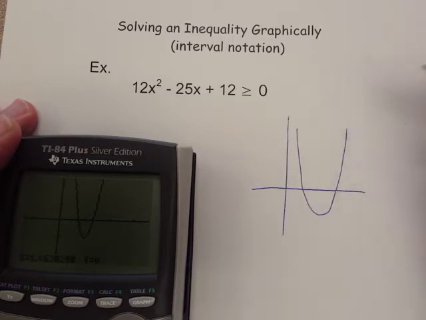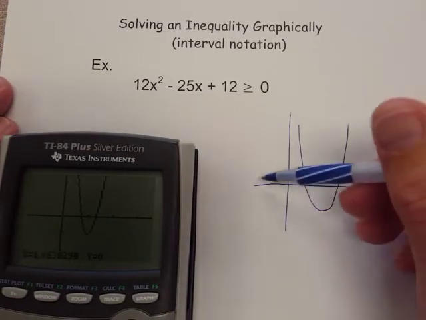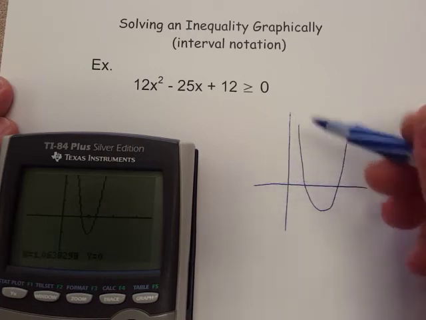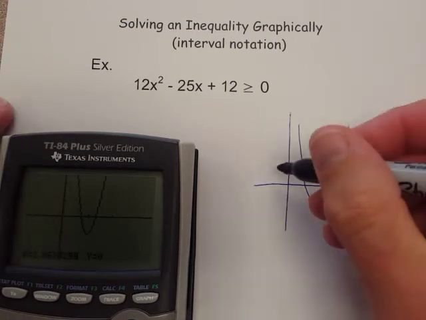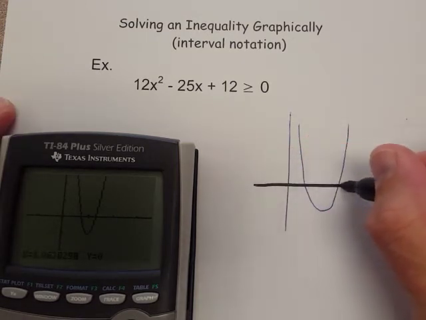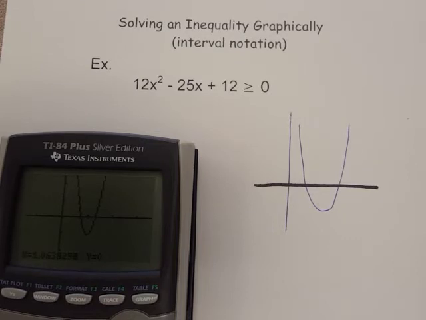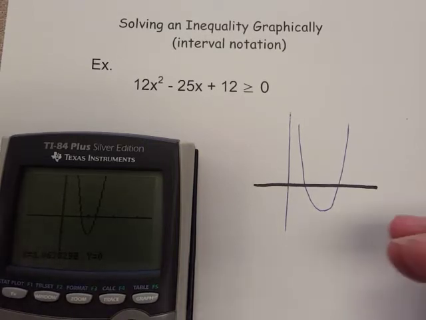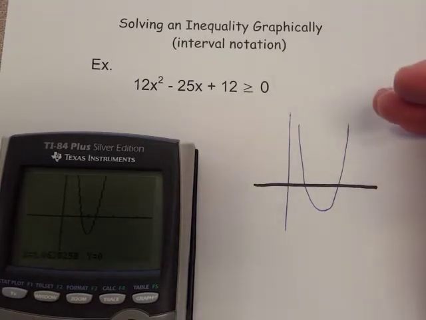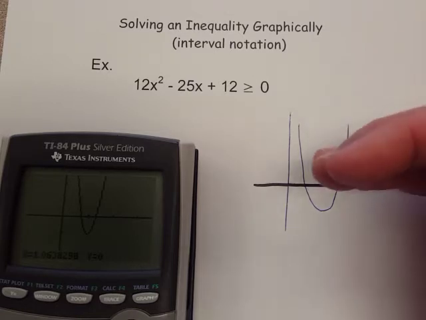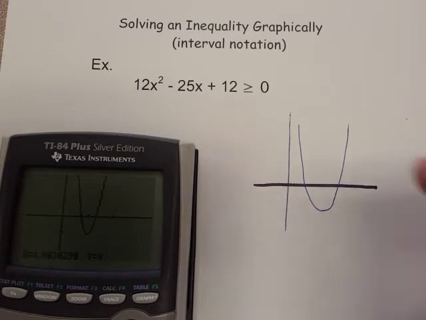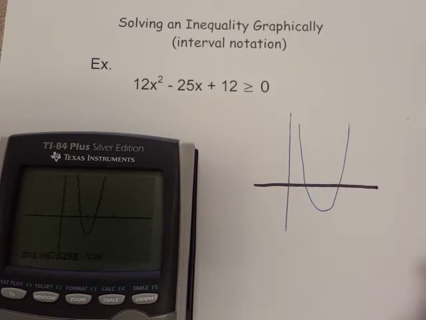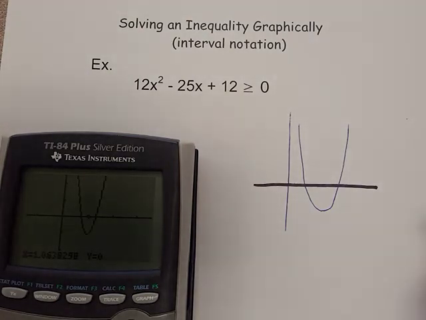Here's my graph. What we've got is a graph where we want to know what's going to be greater than or equal to 0. Now, greater than or equal to 0 has to do with this line, because this is our line, y equals 0. If something is above that line, then it's greater than. If something is below that line, then it is less than. And if it's right on that line, it's equal to. We're looking for whatever is greater than or equal to in this case.